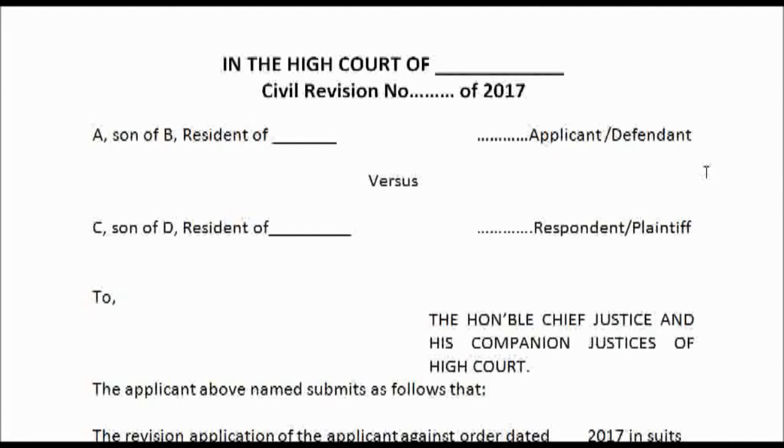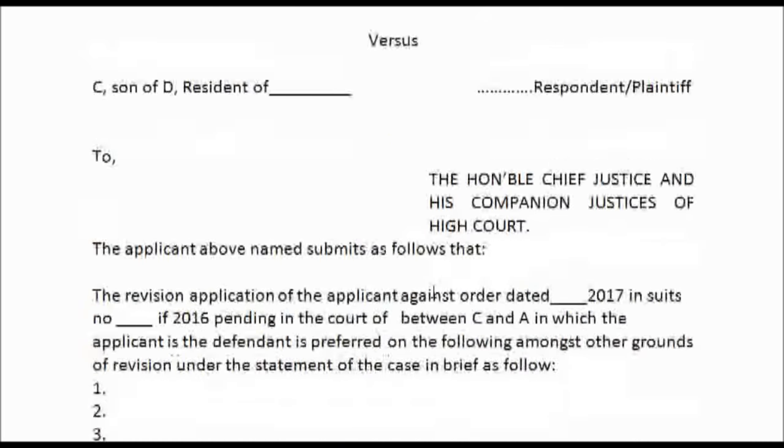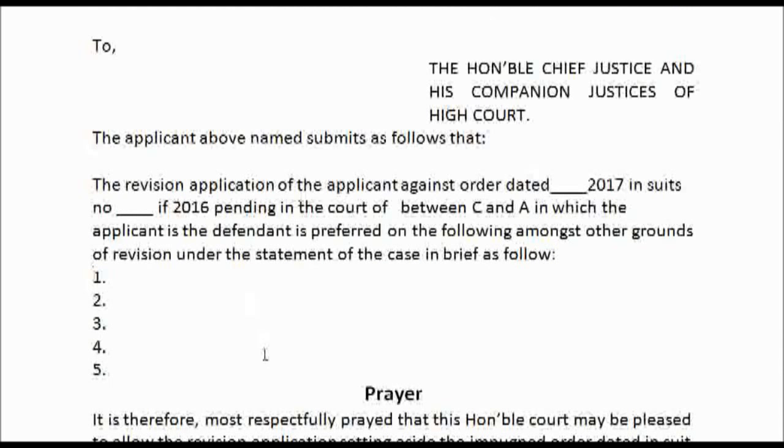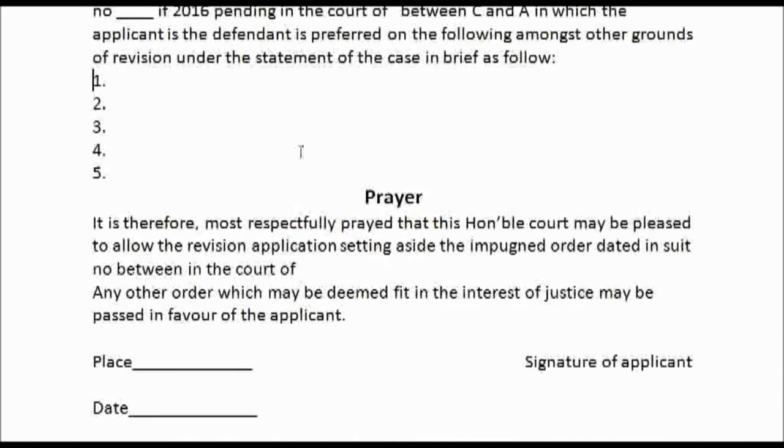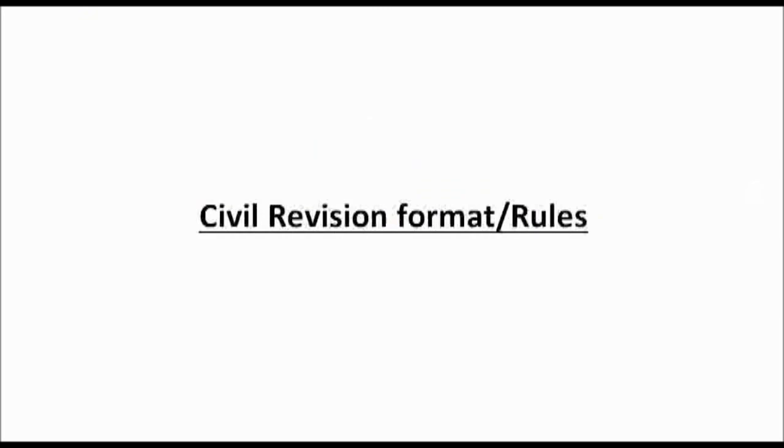Let us study briefly the format. First the court name, then the civil revision number, after that the parties, then to whom the revision application is made, after that your points and the material part. Once you completed with the points, then the prayer part. Once you completed with the prayer, left hand side place and date, right hand side signature. That's all with the application of civil revision.